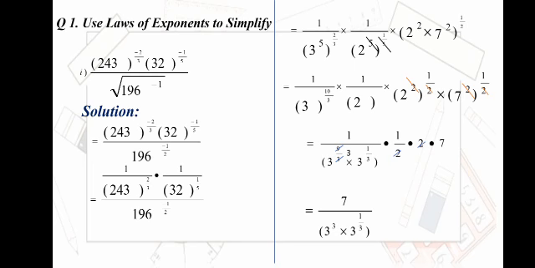So how we can write it? 7 over 3 raised to power 3 is 27 into 3 raised to power 1 by 3 is converted into radical form. As there is a cube root, so we can write it like cube root of 3. So this is the answer, 7 over 27 into cube root of 3. That is the reduced form or simplified form of the actual equation.